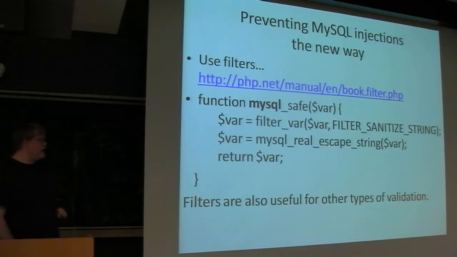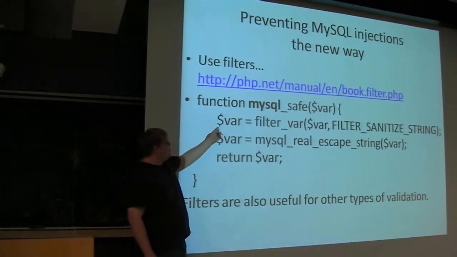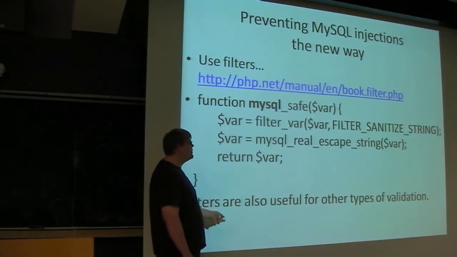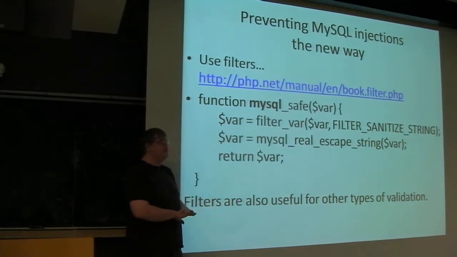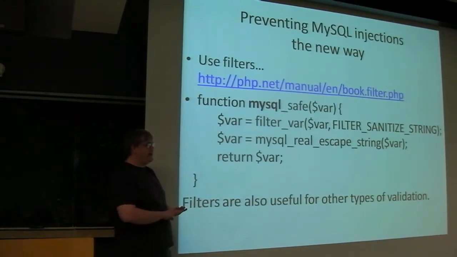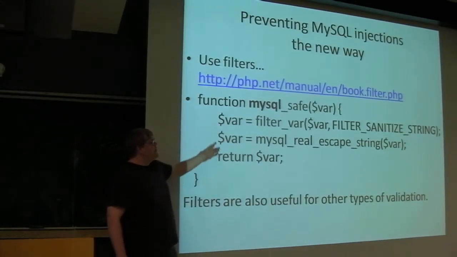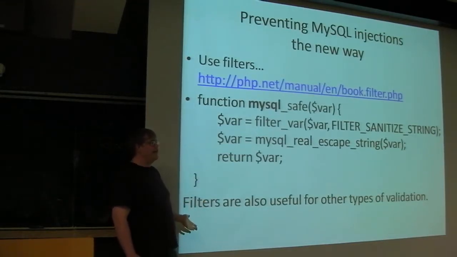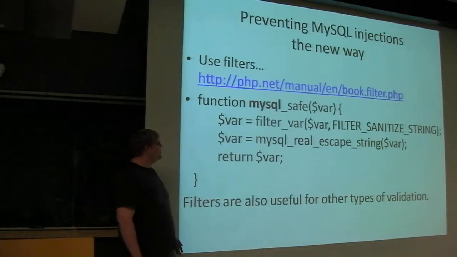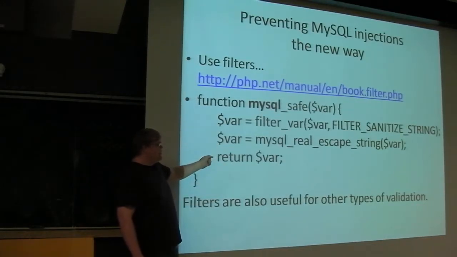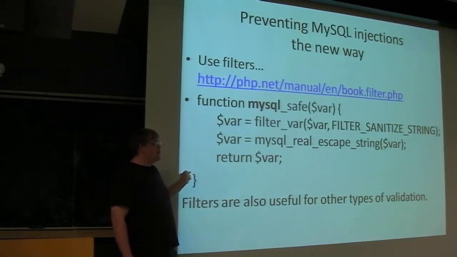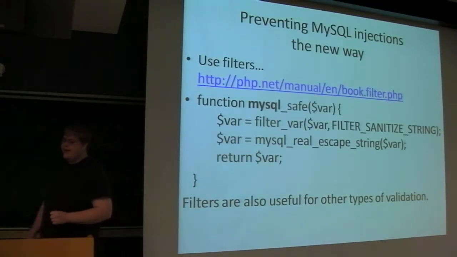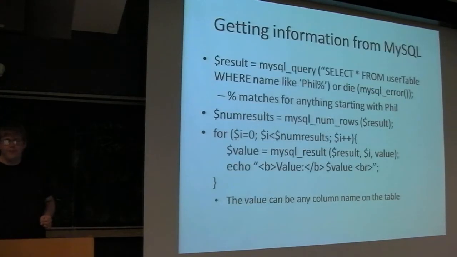The new way: just filter the var. PHP 5.3 includes a lot of filtering techniques. Filter sanitize string basically sanitizes the string and takes out any vulnerabilities. You can filter for email addresses, IP addresses, and all sorts of stuff. You don't really need to know regular expressions anymore. Then you still run it through the real escape string, which makes sure that it can go into MySQL safely, and then you return the safe string for MySQL.